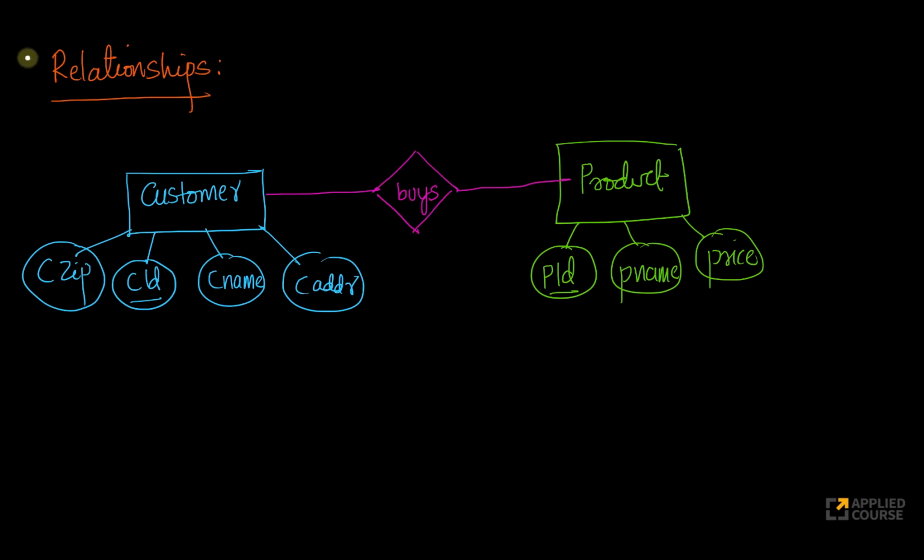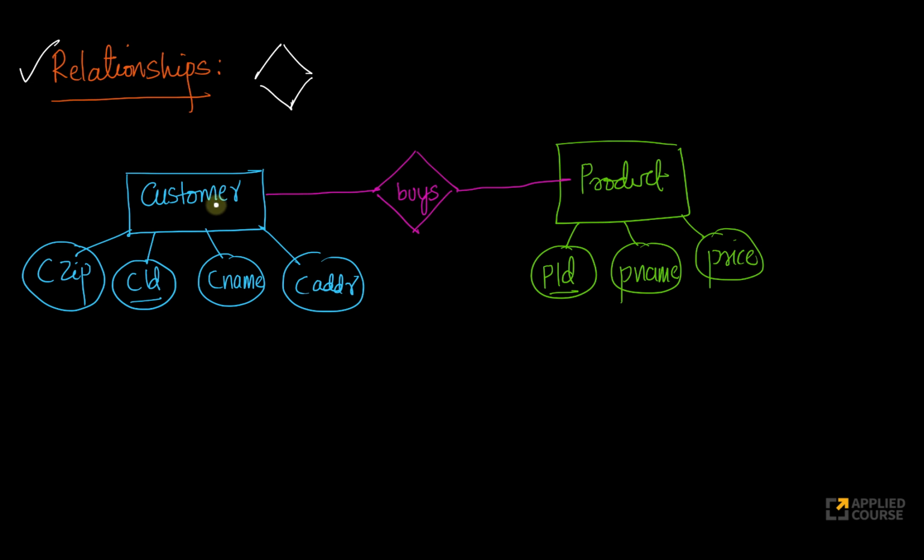So the next concept is called relationships. Again, this is just an intro. Please understand that. Relationships are very interesting. For example, I have an entity called a customer. I have an entity called a product. Now these two are related through something called purchasing or buying. A relationship is often represented in a diamond or a rhombus like this. So buys is a relationship here.